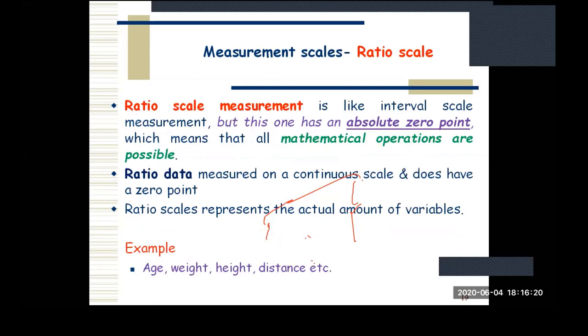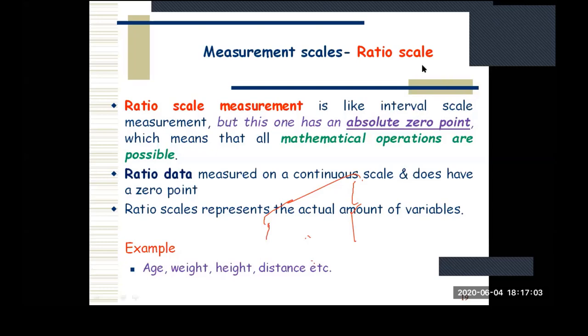The last measurement scale is the ratio scale. The ratio scale of measurement is the interval scale of measurement, but it will also involve the true absolute 0 point. That means the mathematical operation of zero will take on the proper mathematical meaning. Let's say 0 weight, 0 height, 0 distance. That means the 0 will have a proper null mathematical meaning. In such cases, we opt for the ratio scale.